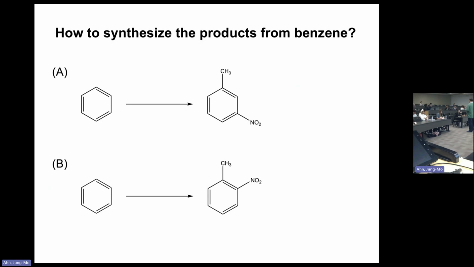Are you going to do the Friedel-Crafts alkylation first? Or are you going to do the nitration first? Or will it matter? So that's the question. So let me show you. Let's say you have a Friedel-Crafts alkylation done.